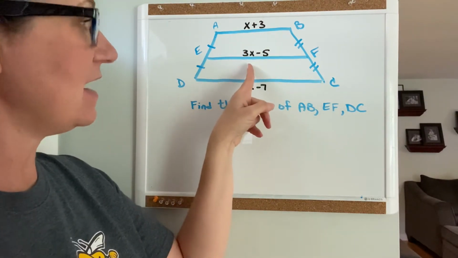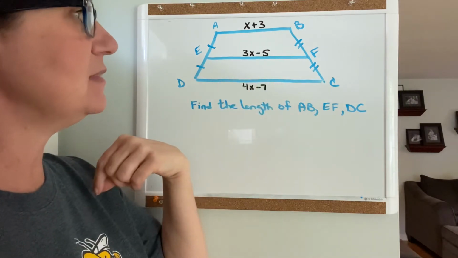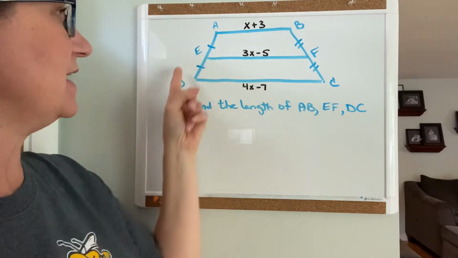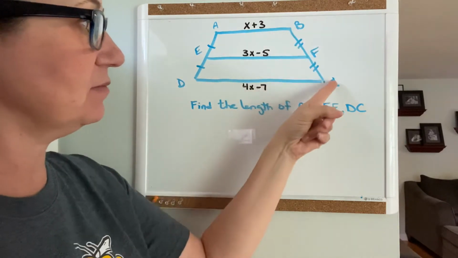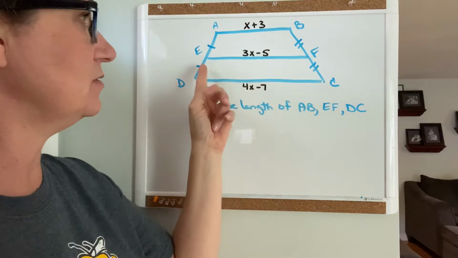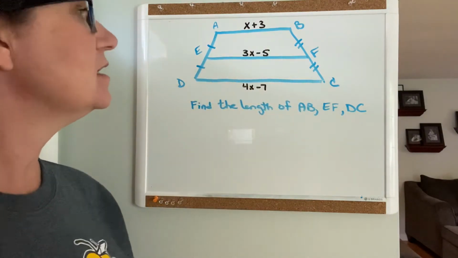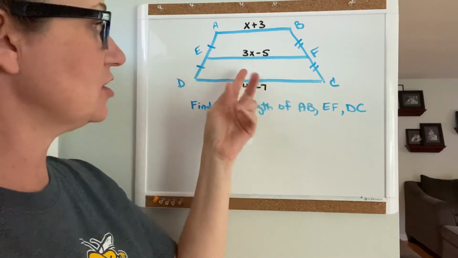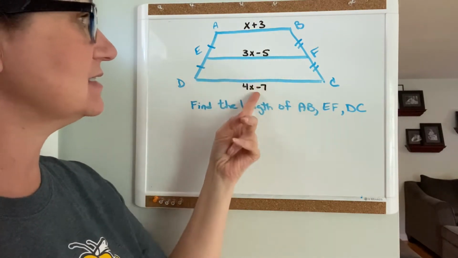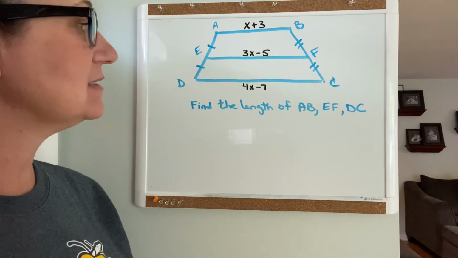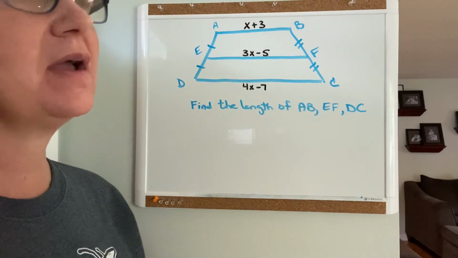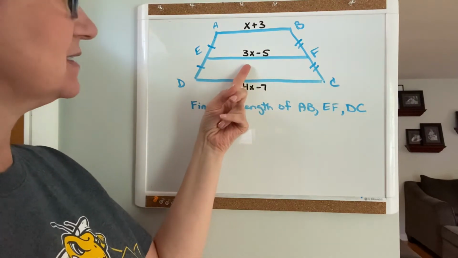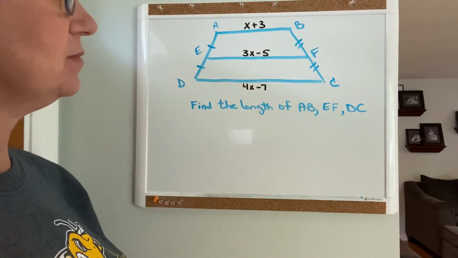And then EF, you know EF is a mid-segment because E is the midpoint of AD and F is clearly the midpoint of BC. The markings tell you that E and F are the midpoints. So since EF is the mid-segment, I told you in that chart that EF is half of the sum of the two bases. So you can think of it that way, or you can think of it as the mid-segment is twice the sum of the two bases.